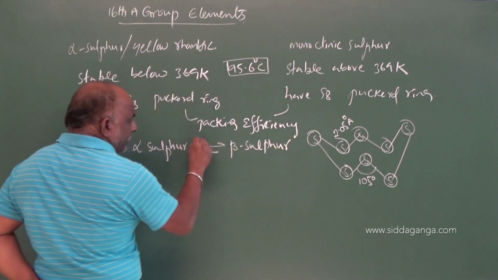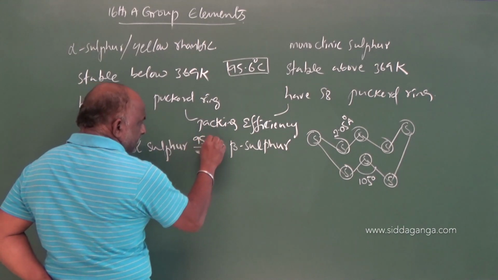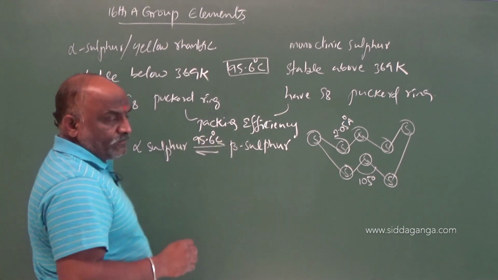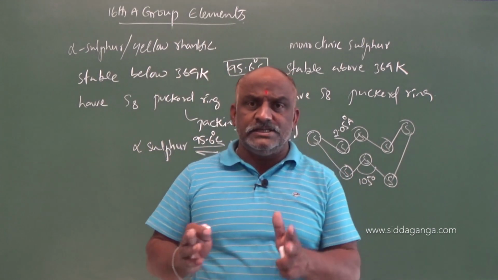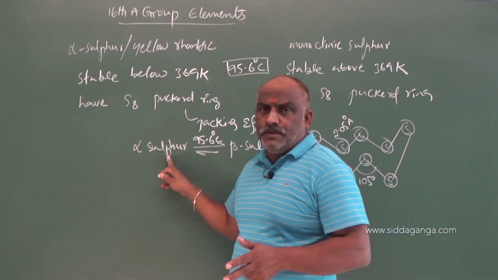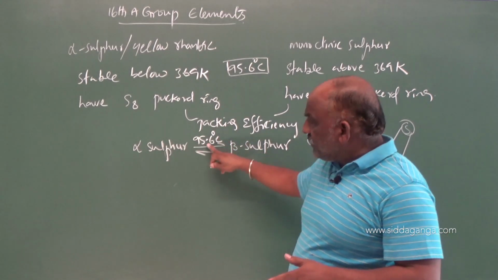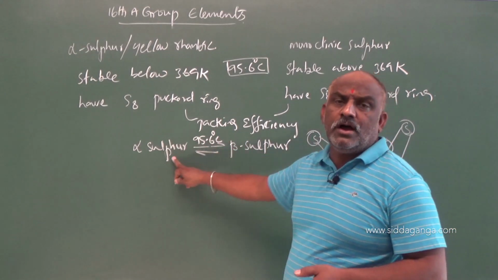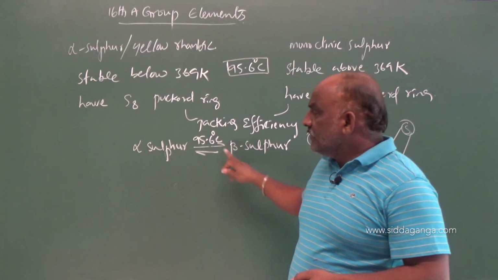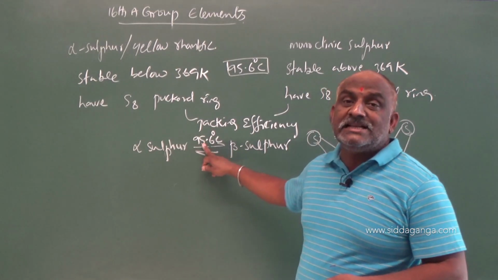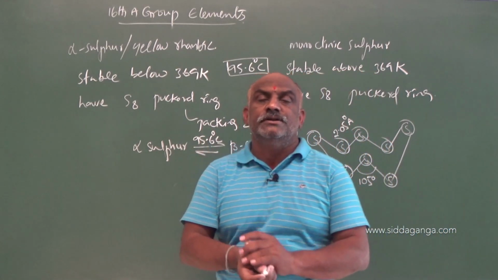Alpha sulfur in equilibrium with beta sulfur, the temperature being 95.6 degrees centigrade. Below 95.6 degrees centigrade, alpha sulfur is stable. Above 95.6 degrees centigrade, beta sulfur. At 95.6 degrees centigrade, both alpha and beta are available. So this temperature is called the transition temperature.